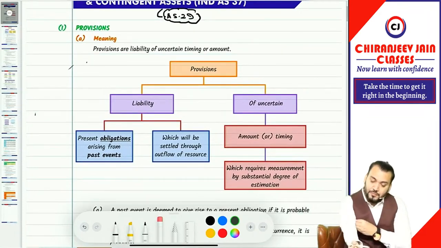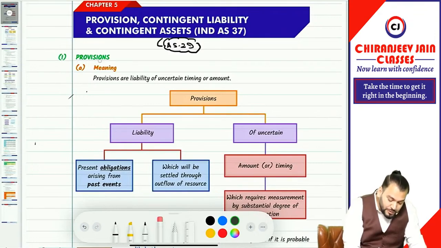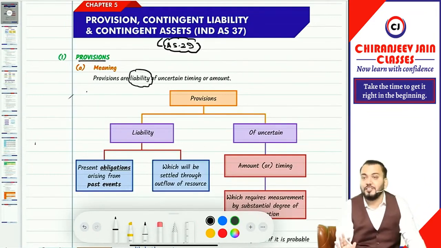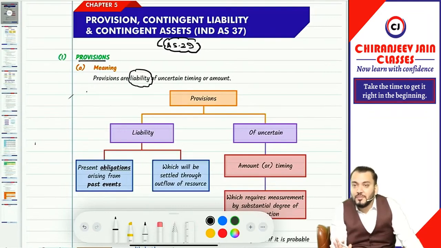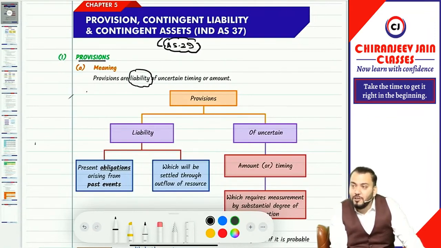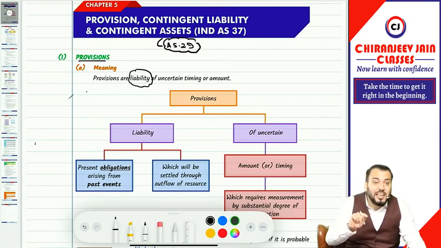Now coming to provisions. We are now starting Ind AS 37, provisions. What is the meaning of provisions? Now we have understood provisions are liabilities. No doubt about it. So all provisions are liabilities, but all liabilities are not provisions. Now we need to understand what is the meaning of liability. If I am saying provisions are liabilities, you need to ask me what is the meaning of liabilities. Till we understand the meaning of liability, we can't understand the meaning of provisions. So provisions are liabilities.